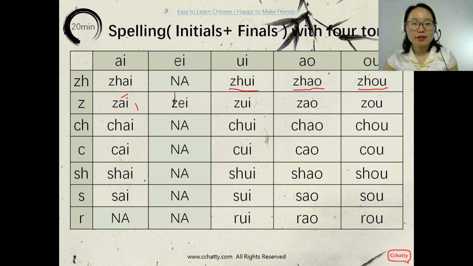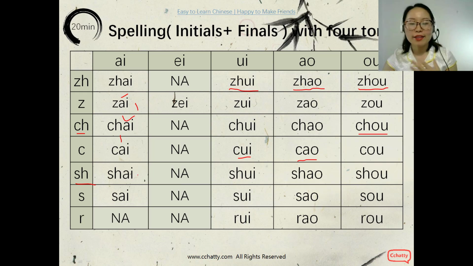And the third line, the ch line, I'll add the third tone. Chai, chai, and then chui, and then chao, and then chou. And the c line and the last tone. So 菜, 菜 means dish or vegetables. Okay, so if I say Chinese dish or Chinese food, we can say 中国菜. 中国 means China. And then the last one, 脆, 草, and the last one, 臭. Okay.